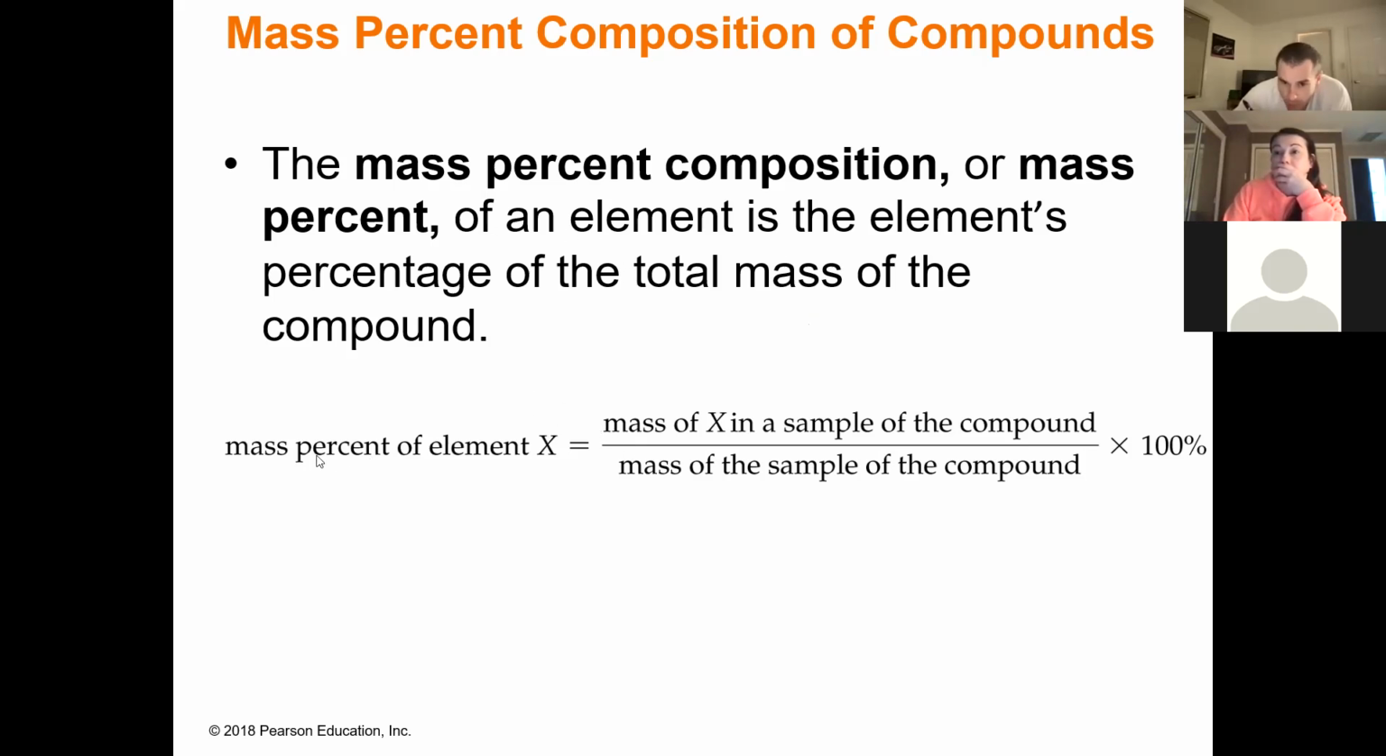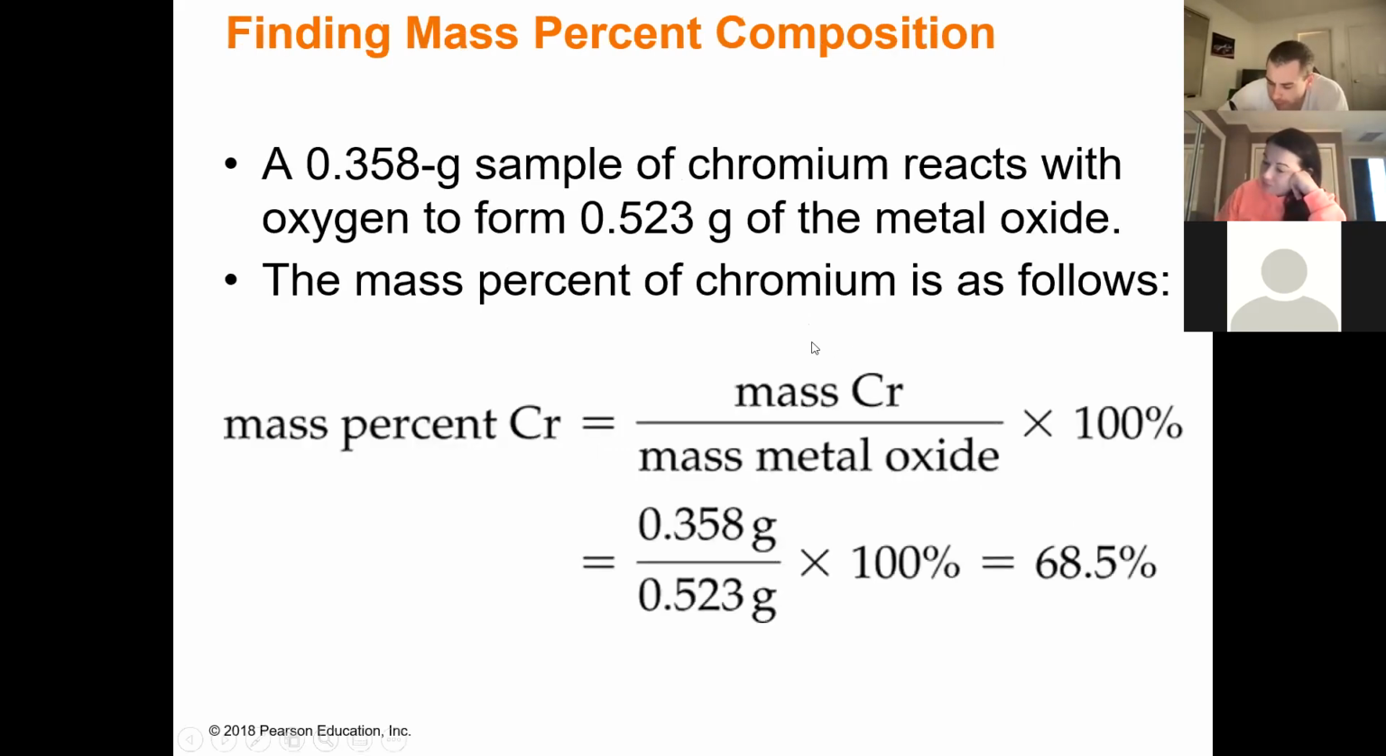Let's say we have some hypothetical element X and it's included in a compound. If I want to find the mass percent of X, I'm going to take the mass of X in the sample, divide it by the mass of the sample of the compound, and then multiply it by 100. Pretty basic percentage problem.